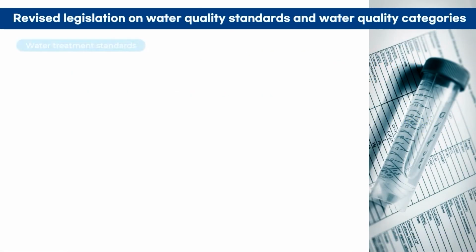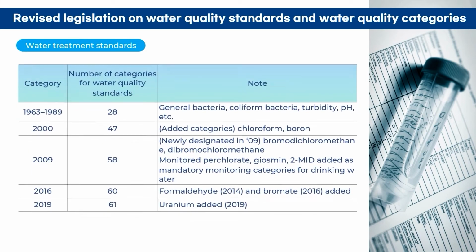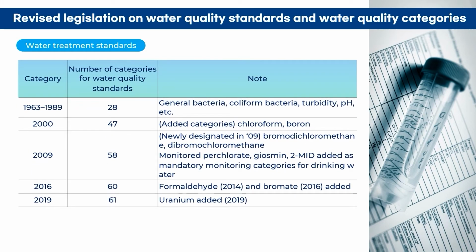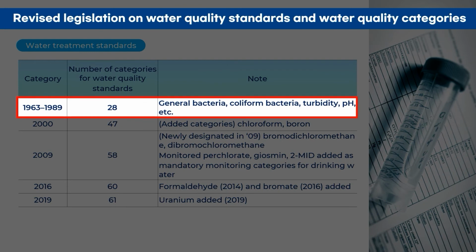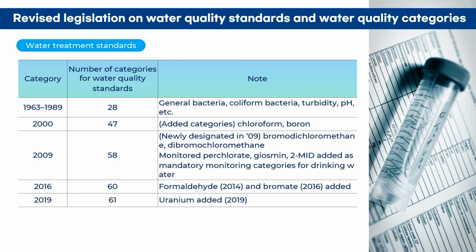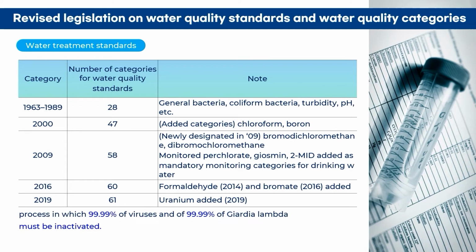In 1963, the first water quality standards were produced. Initially, there were 28 water quality standard categories, but as water quality accidents occurred, as shown in the table, water quality standard categories were continuously added. Viruses and Giardia were not added to the water quality categories, and instead were responded to with a 1997 revision of the water treatment standards.